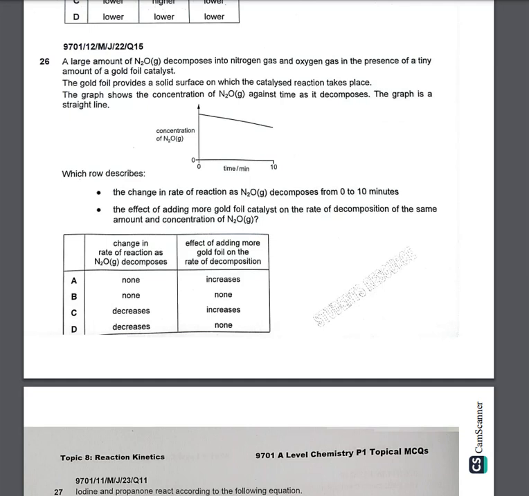So MCQ number 26. A large amount of N2O gas is decomposed into nitrogen gas and oxygen in the presence of a tiny gold catalyst. Gold catalyst provides a solid surface on which the catalyzed reaction takes place. So this is the heterogeneous catalyst. The graph shows the concentration of N2O against time as it decomposes. The graph is a straight line, means that the rate of reaction is linear. It doesn't change, it is constant. Which row describes the change in the reaction as N2O decomposes from 0 to 10 minutes? It is same. Change in reaction is none. And if you add the gold foil, then the rate of reaction is definitely gonna increase. Piece of cake.